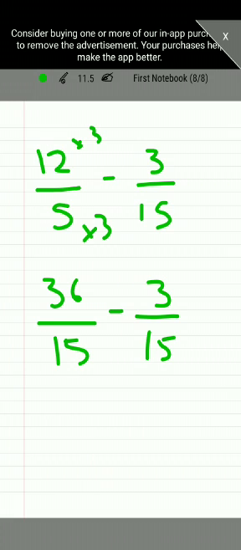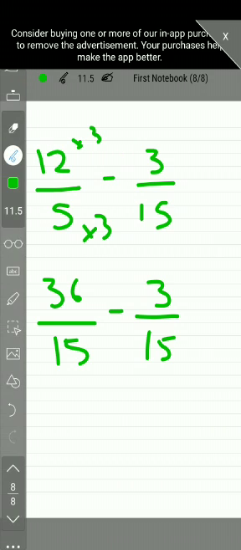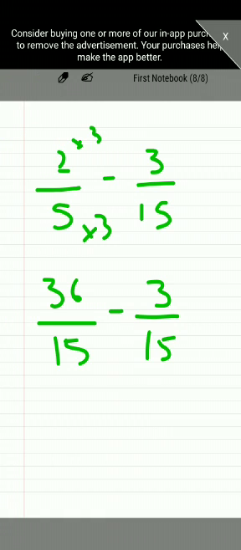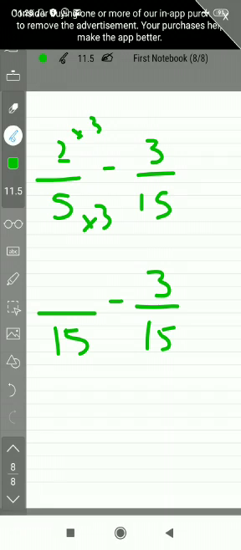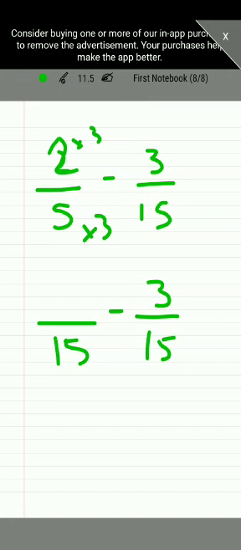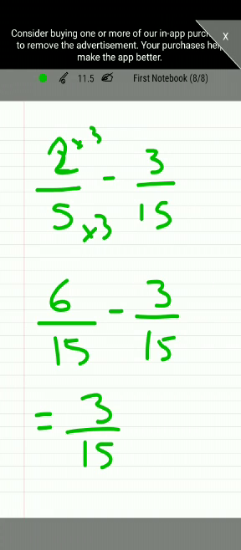I need to correct the number here. It's going to be 2/15, right? That's not 12/15, it's 2/15. Okay, so 2/5. Alright, now we are going to rewrite this: 2 times 3 is 6 and 5 times 3 is 15, and then we subtract. 6 minus 3 is 3, and 3/15 is not your final answer.